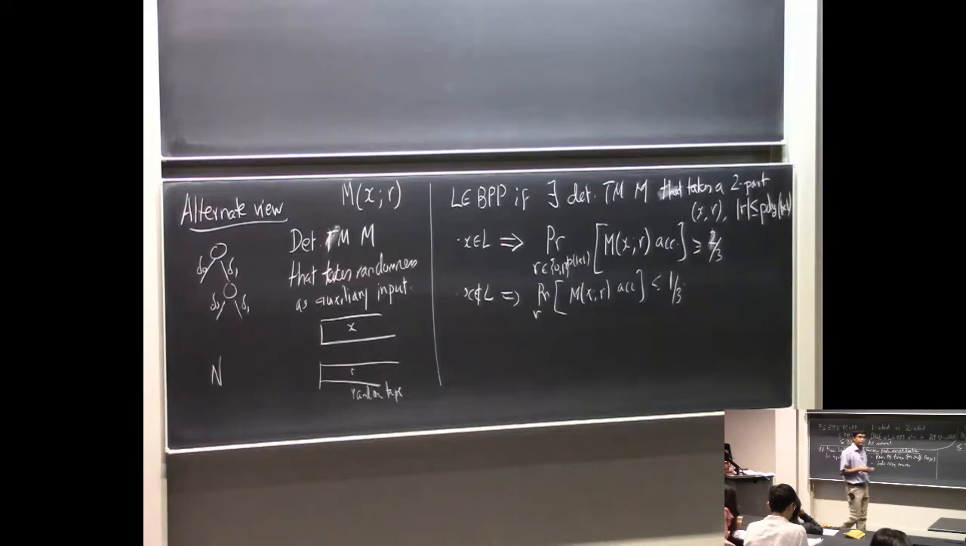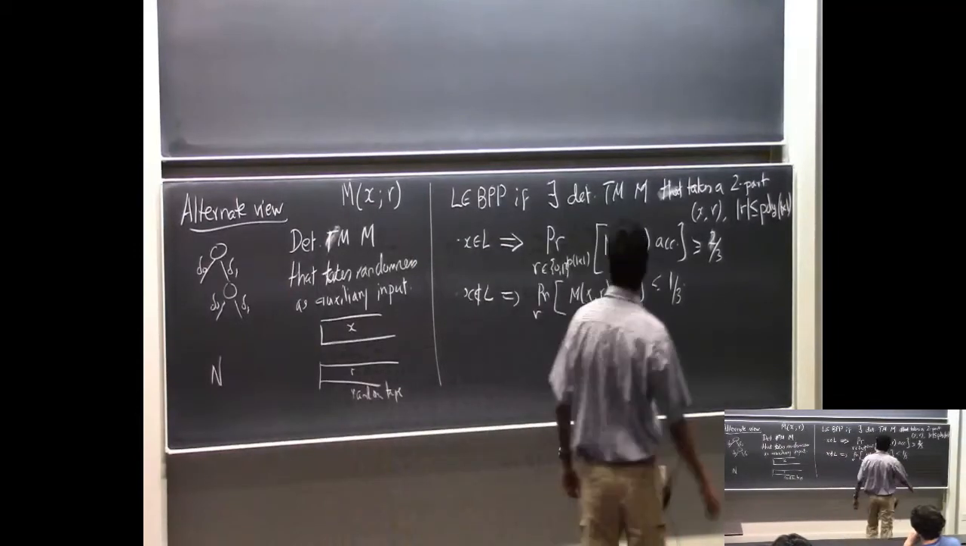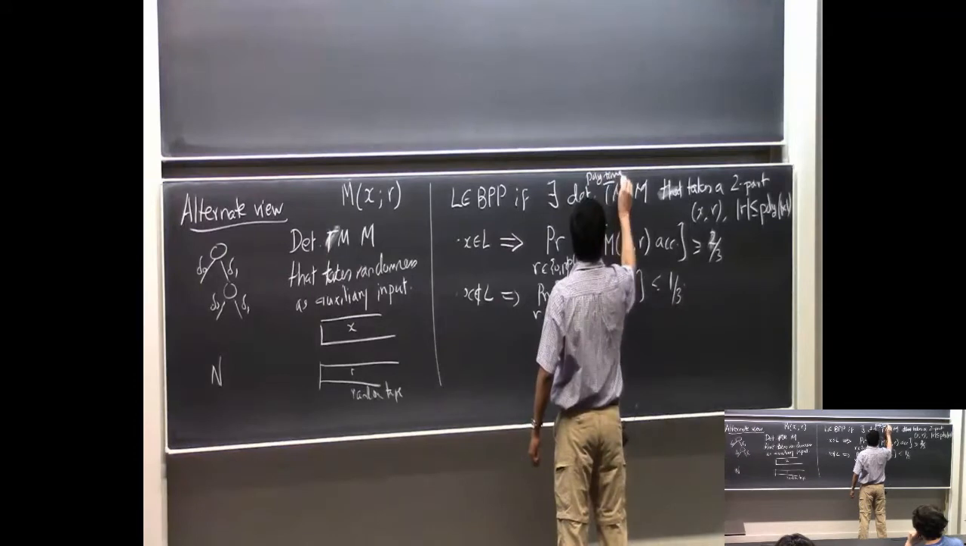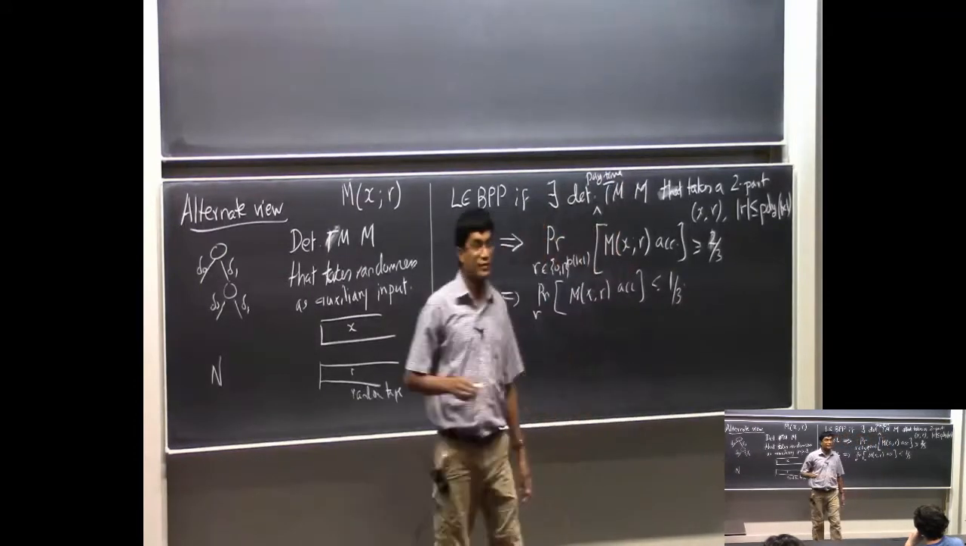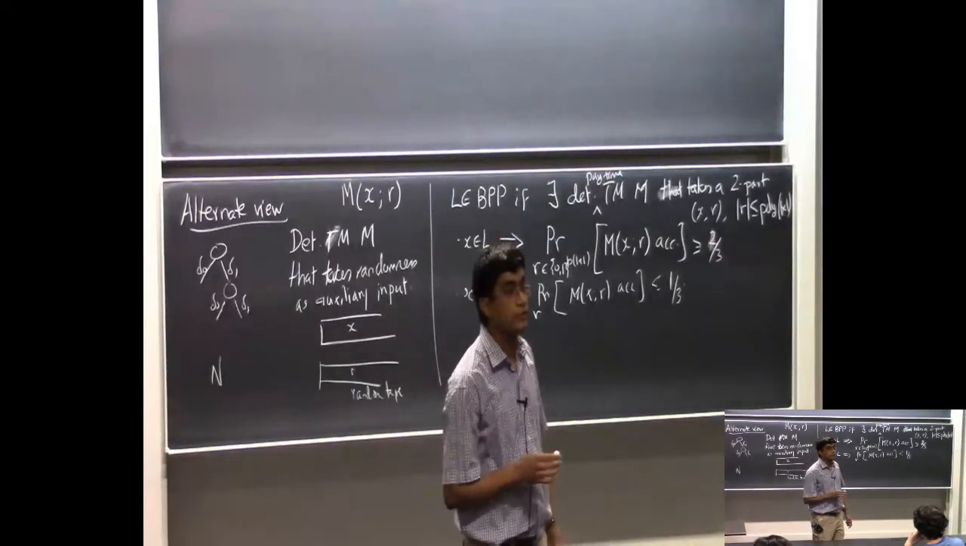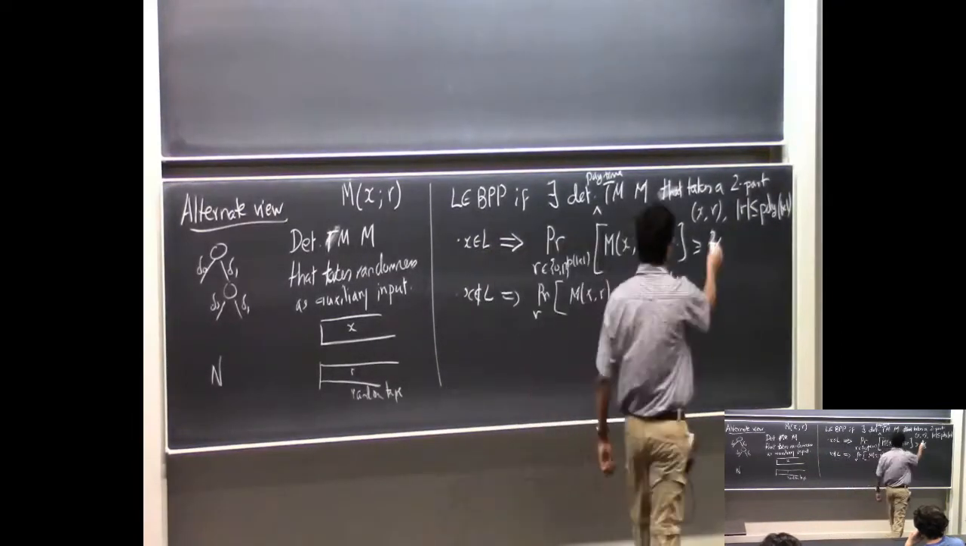Yes, question. M needs to run in polynomial time? Yes, M needs to run in deterministic polynomial time. Thank you. Follow up to that: if it's polynomial in terms of x, you don't need the condition that r needs to be polynomial. Yeah, that's right. I just wanted to emphasize that, so I wrote that.